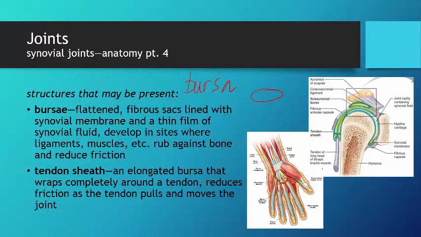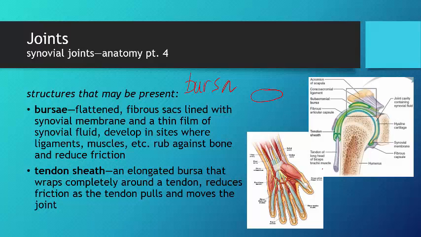So these tendon sheaths are like a really long bursa that can wrap completely around a tendon. And again, the point of the tendon sheath, just like the point of the other bursae, is that we want to reduce friction as the tendon pulls and moves the joint.